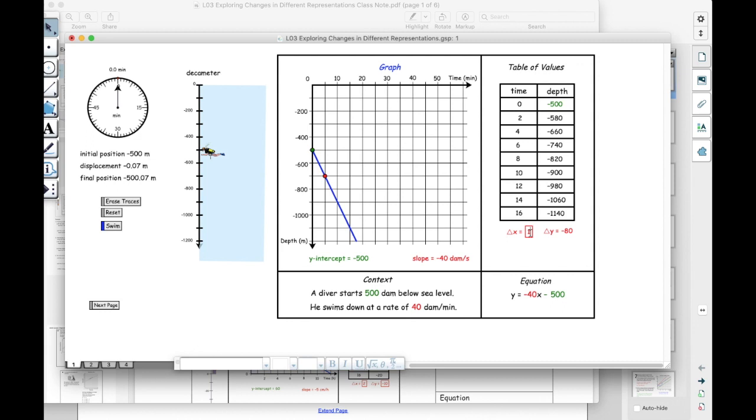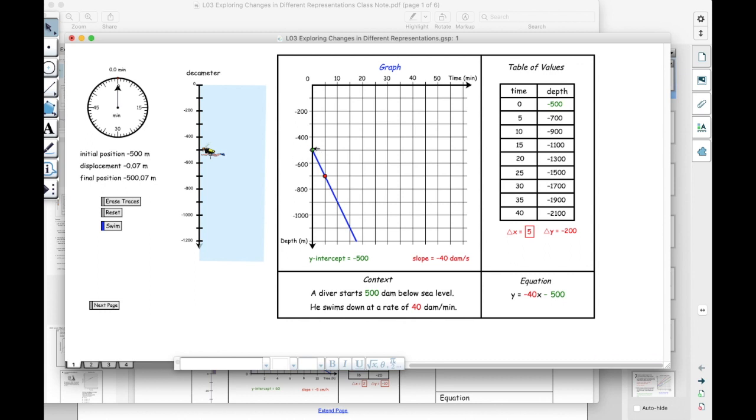What happens if I put a 1 in here? And then I'll hit enter. We should get our negative 40 there. So if you want to get the slope value from here, you're going to need to make delta x 1. Last thing I'm going to try is making delta x 5. What do you think delta y is going to become? And now we can see delta y has become negative 200.